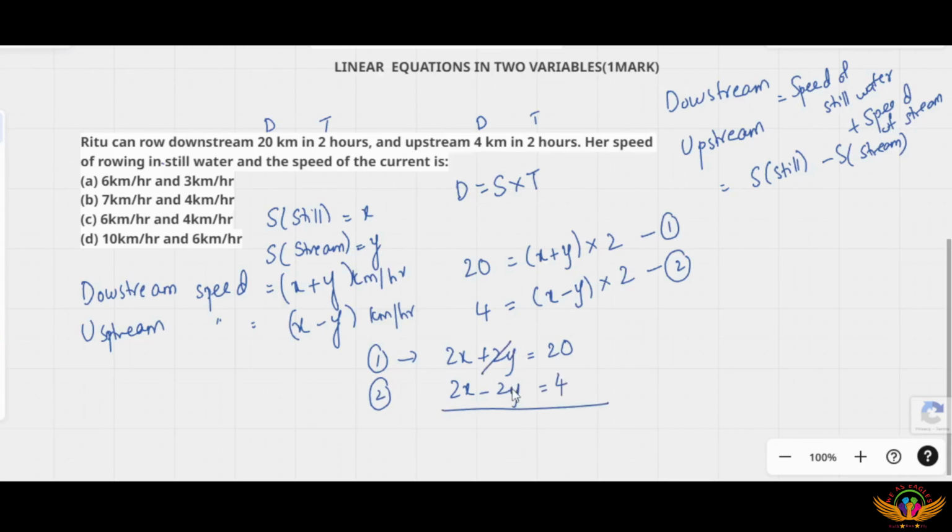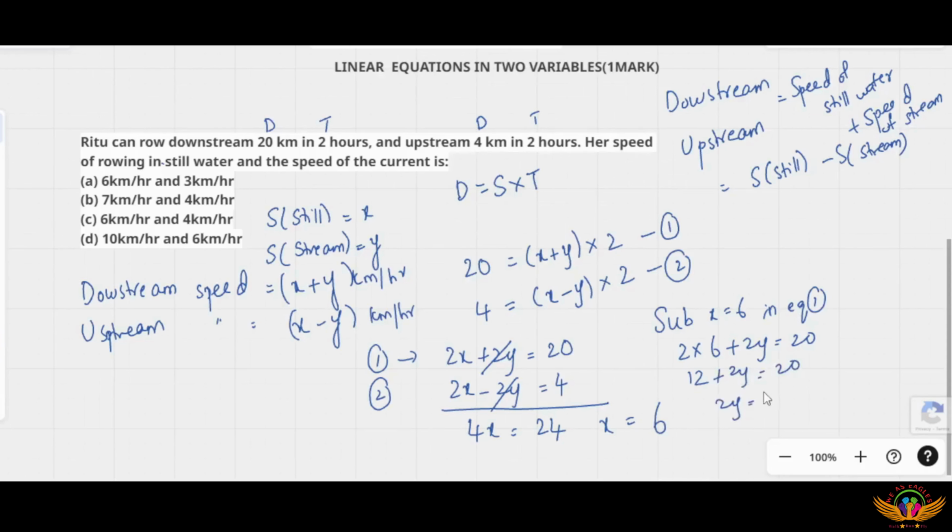Come on, solve this. Plus 2y and minus 2y will cancel. 2x plus 2x is 4x, and 20 plus 4 is 24, so the x value is equal to 6. Alright, substituting x equal to 6 in equation number 1, I get 2 into 6 plus 2y is equal to 20, 12 plus 2y equals 20, and 2y is equal to 20 minus 12, that is 8, and y is equal to 8 by 2, which is 4. So we got x value 6 and y value 4.